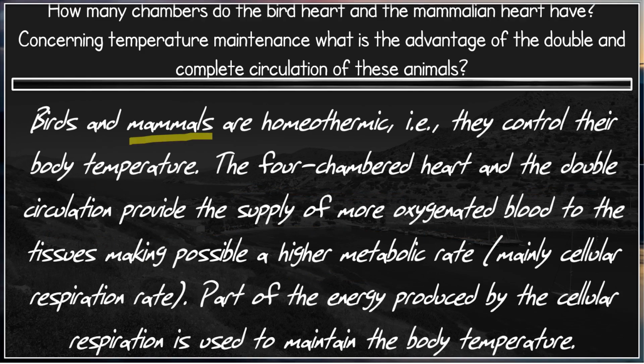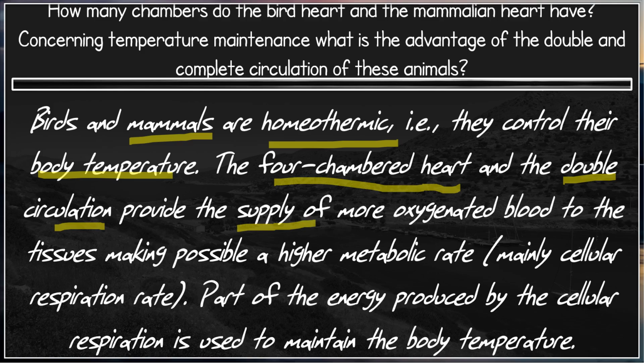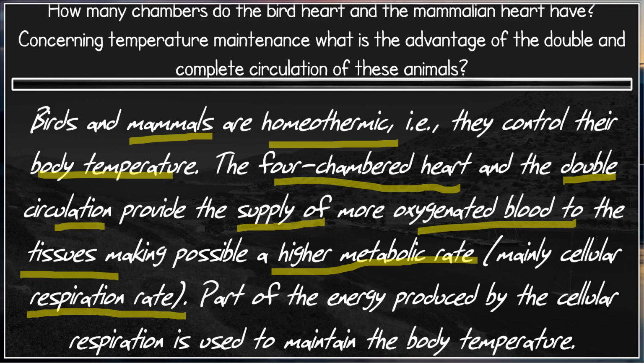Birds and mammals are homeothermic, that is, they control their body temperature. The 4-chambered heart and double circulation provide a supply of more oxygenated blood to the tissues, making possible a higher metabolic rate, mainly the cellular respiration rate. Partly, the energy produced by cellular respiration is also used to maintain the body temperature.